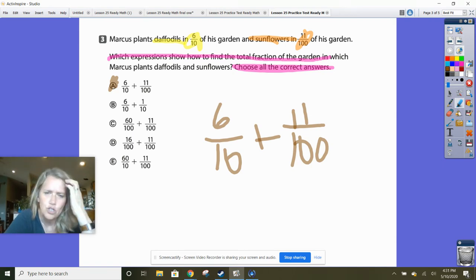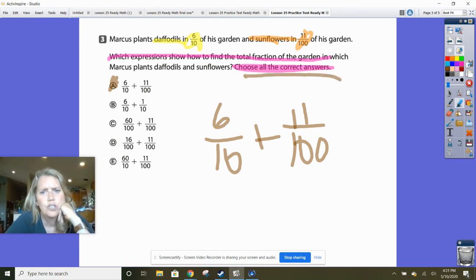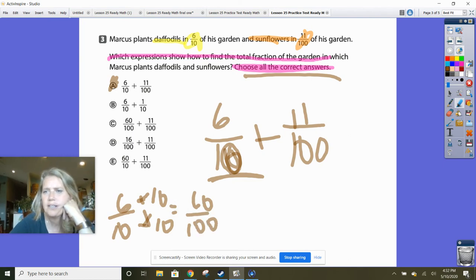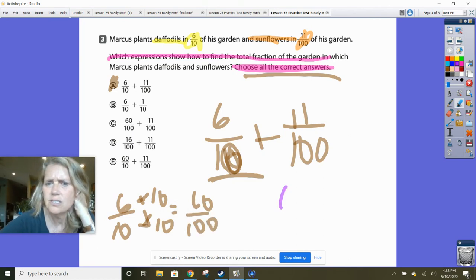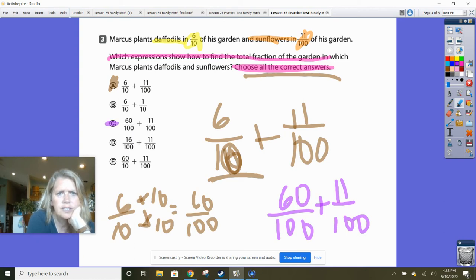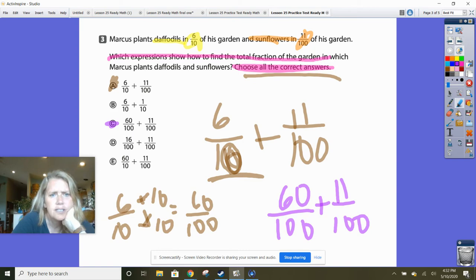But as we know, we have to choose all the correct answers. So probably we could change this, because that's what we've been doing a lot. So 6/10 times 10 over 10 would be 60/100ths. That could be another equation, 60/100ths, equivalent to that. And do we have that? 6/10? Nope. 60/100ths? Yes. C. So C matches that. That's the usual way we've been doing it.